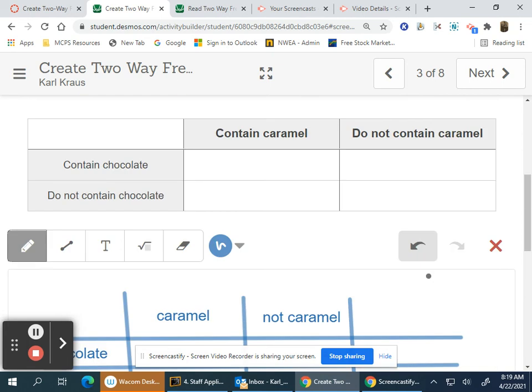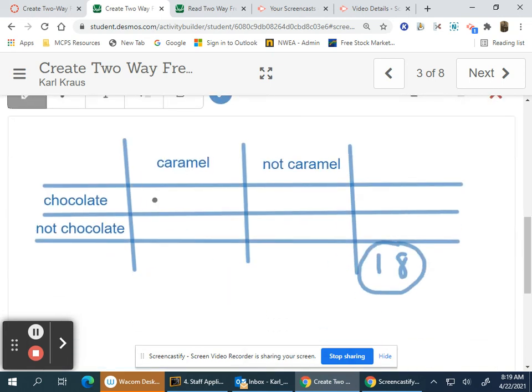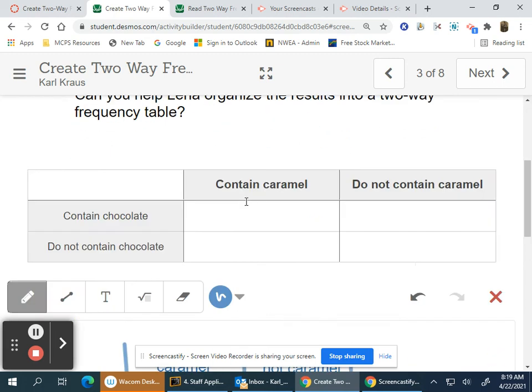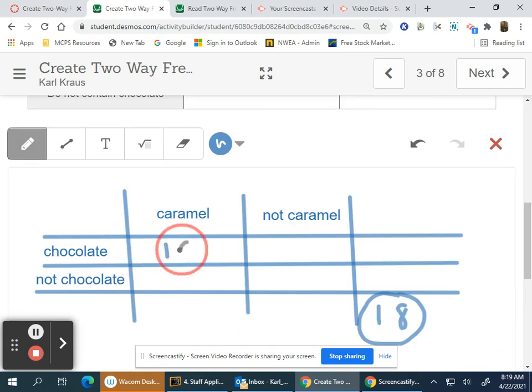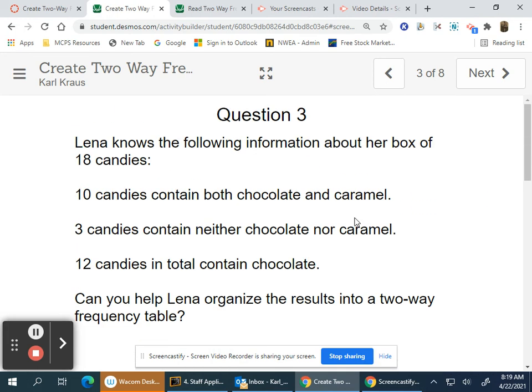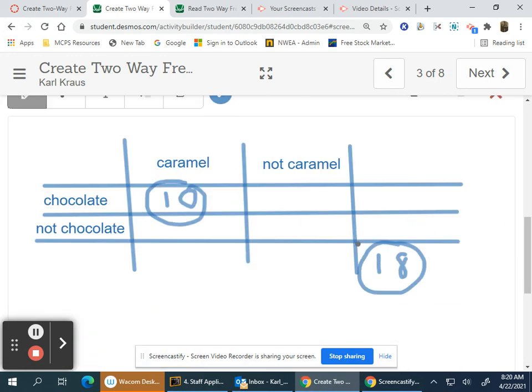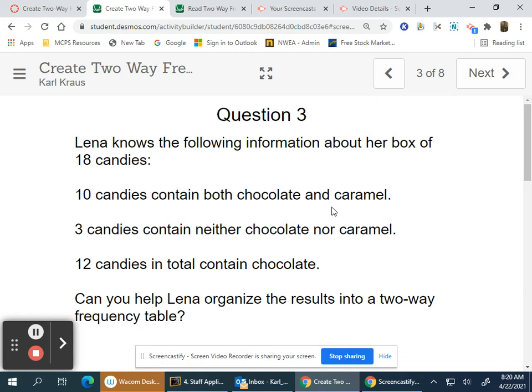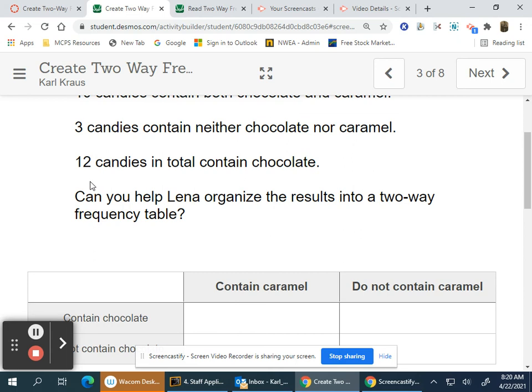Both chocolate and caramel is 10. That's given. 3 contain neither chocolate nor caramel. So 3 goes in here. You don't have to circle these. I'm just doing it to show you what is given, and then we can go from there.